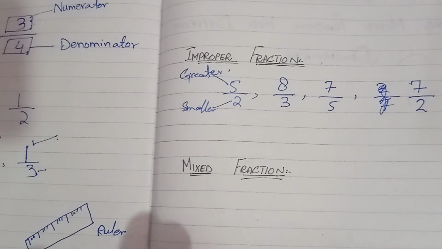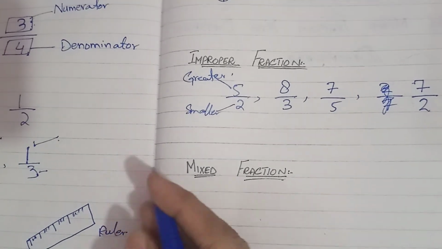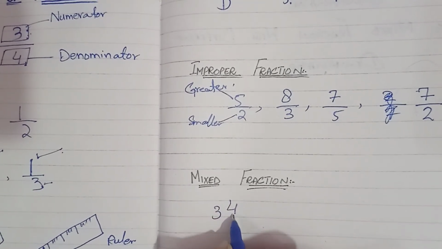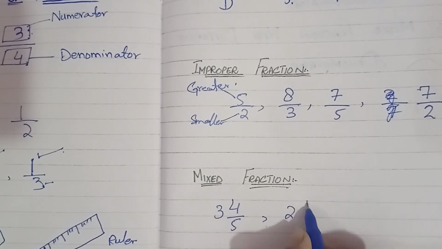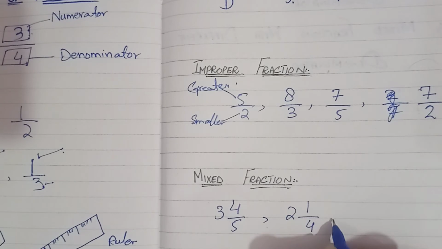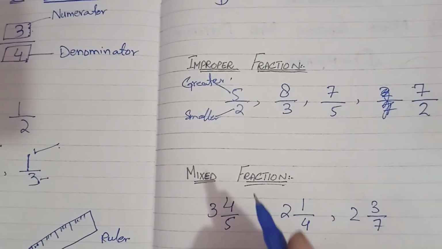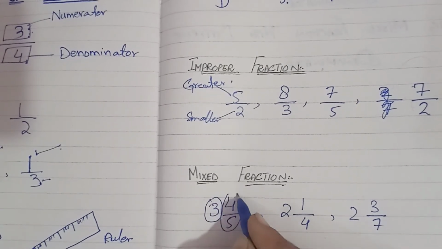And the last one is mixed fraction. It consists of 2 parts. Sometimes you see fractions given like 3 and 4 over 5, 2 and 1 over 4, 2 and 3 over 7, like that. It consists of 2 parts. One part is like this and the second part is this.